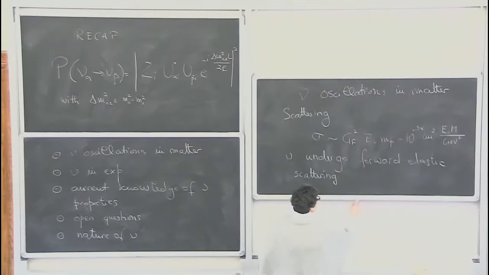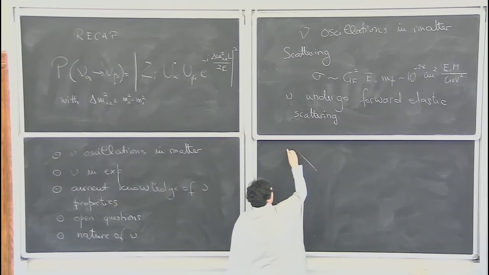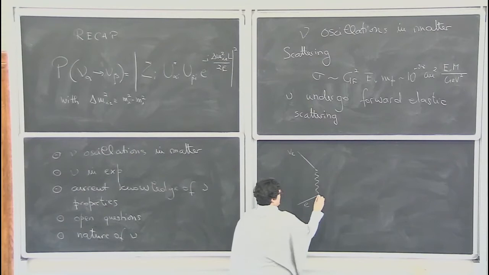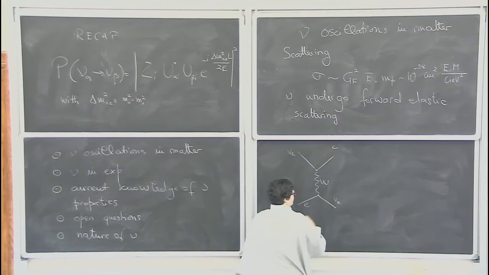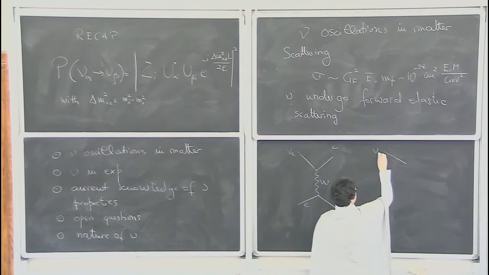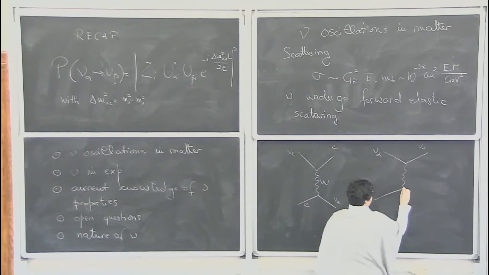So what is the relevant process? You will have a neutrino coming in. You have your background, for example, of electrons. You can have a charged-current interaction. And if you have neutrinos of any flavor, you can also have a neutral current interaction via the Z. This with electrons, protons, and neutrons.